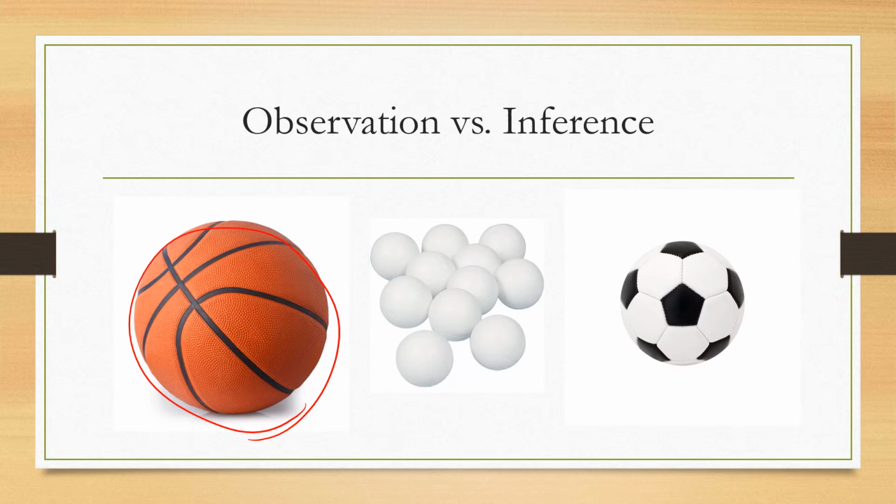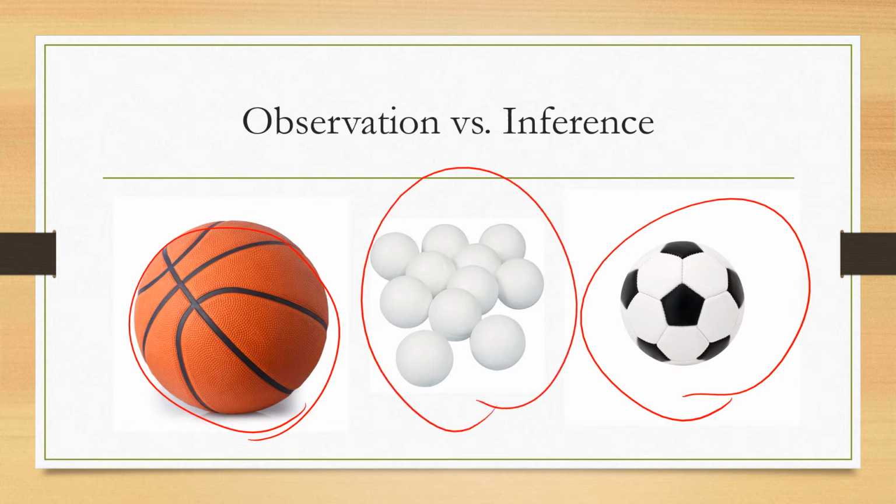All right, so now object C, that's this one over here, is round and black and white. That is an observation. Object C is larger than object B. Object B is here in the middle, of course. That would be an observation. Object B is smooth. That would be an observation. Object B is a ping pong ball. That would be an inference.